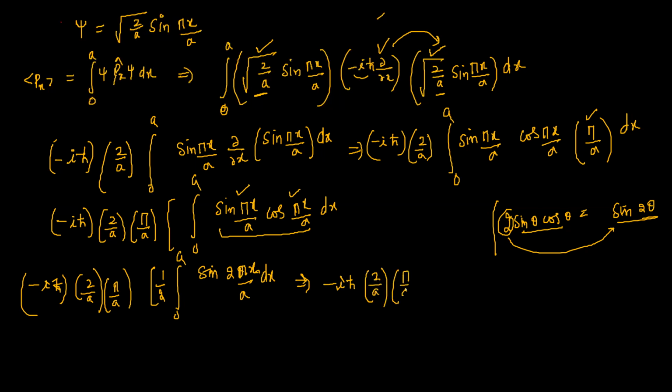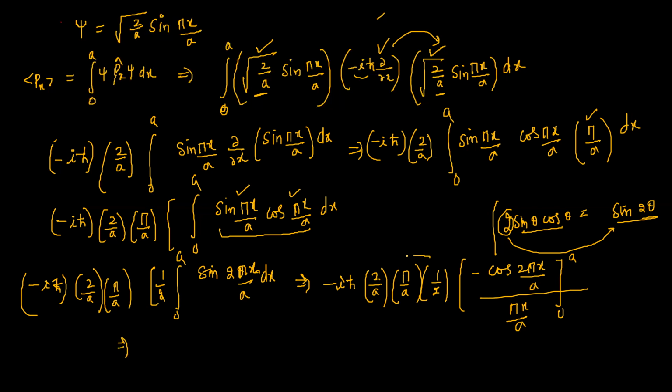Let me write the terms first. Okay. Now we will integrate. So integration of sine is minus cos 2 pi x over a. Also, here we write the differentiation of the angle, which is pi x over a. And the limit is from 0 to a, right? So here we will substitute the limits. My dear friends, I'm replacing all these terms by some other constant. I'm not writing it again and again. So I'm writing capital A in place of this whole expression.